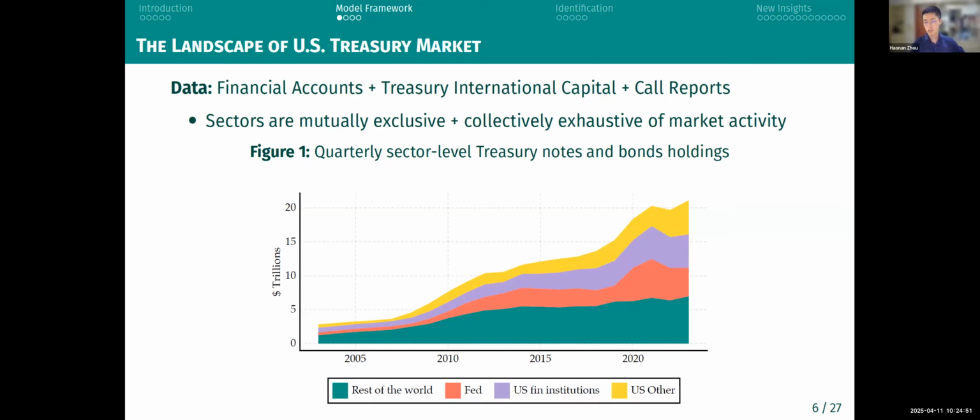Overall, to give you a sense of how large the shocks we're talking about are, a 1% demand shock in this environment roughly corresponds to $100 billion, if you take the average market size from 2003 to 2023, which is our sample period. And we are looking at quarterly fluctuations of treasury demand and treasury prices.